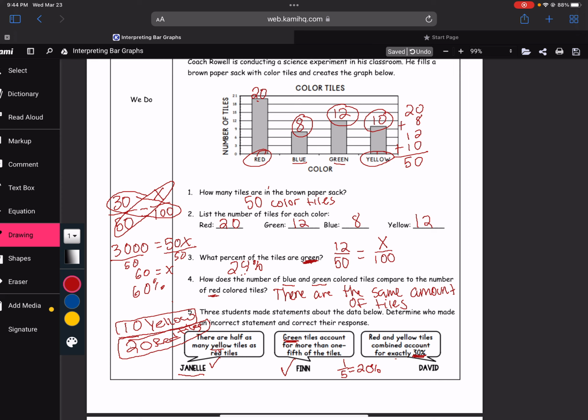So David is incorrect, and the red and yellow tiles account for 60% of tiles.